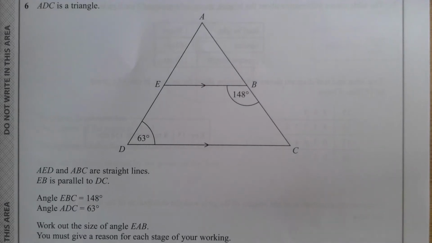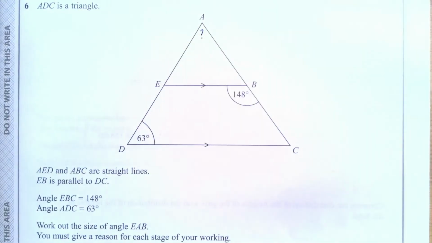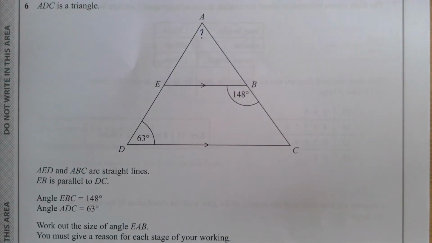Now, question 6 has got 5 marks for it, so take your time on it. The key here is that you're not going to be able to work out EAB, which is the one that we want, straight away. So what we're going to do is work out any angles that we can work out, and give a reason for each stage of your working. You will get 3 of the 5 marks for giving reasons.